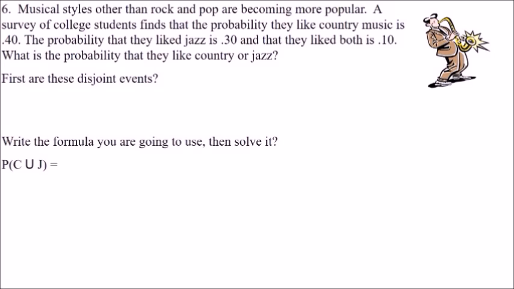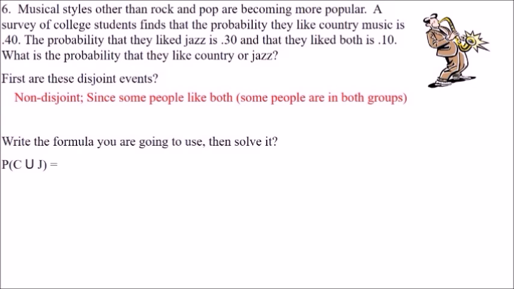So first off, are these disjoint events? If I'm going to look for the probability of country or jazz, that's the first thing I have to decide to make sure that I'm using the appropriate formula. Now in this case, no, these are non-disjoint. They have something in common, in other words. Up here it says that some people like both, so some people are in both groups. We see that the 0.10 up here, those are the people that like both country and jazz. So they share something in common, and that's why they're non-disjoint.